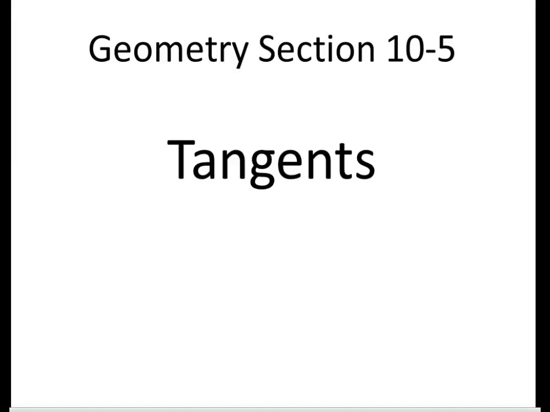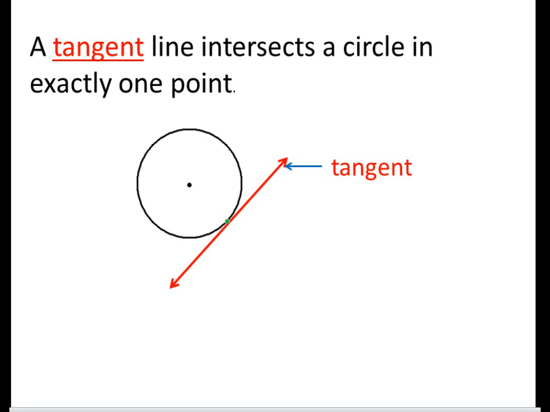Geometry Section 10.5 Tangents. A tangent line intersects a circle in exactly one point. That point is called the point of tangency.